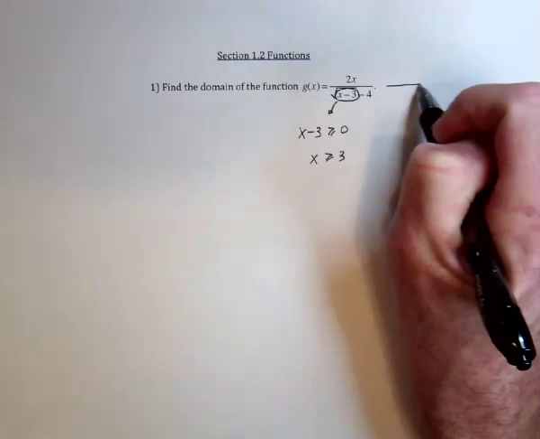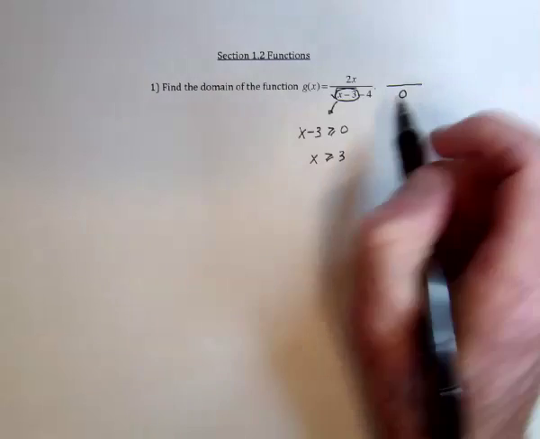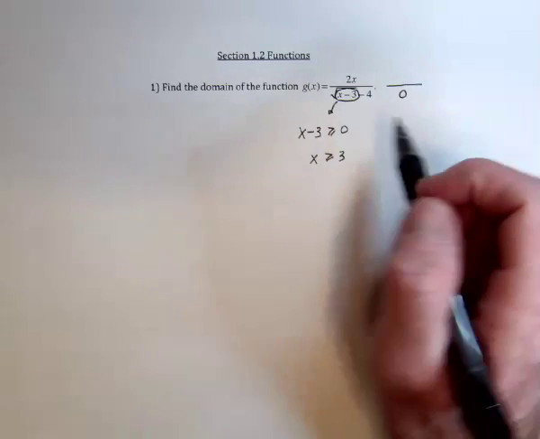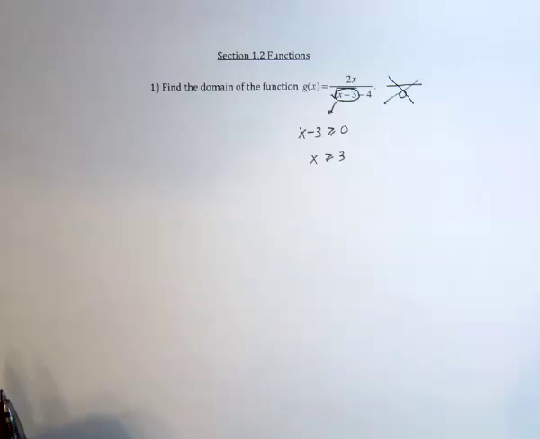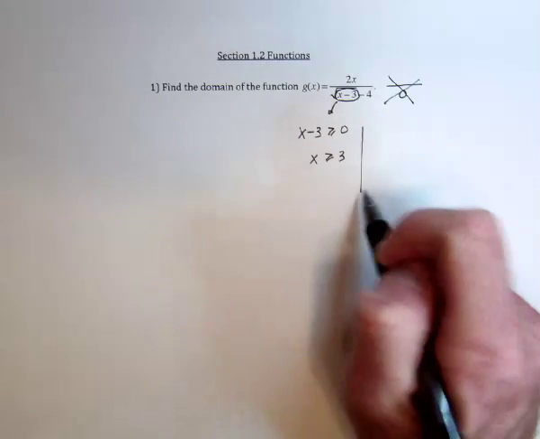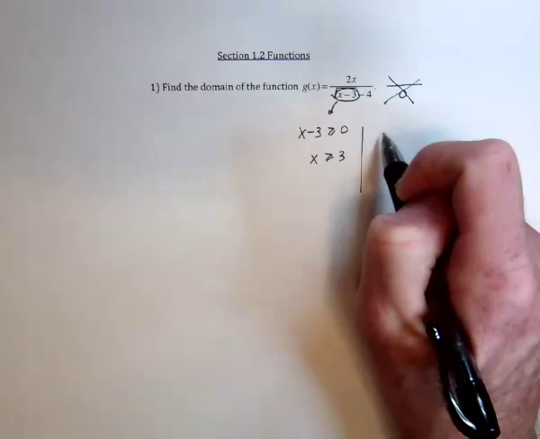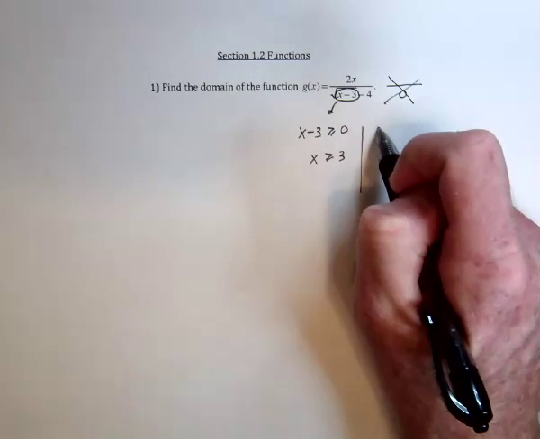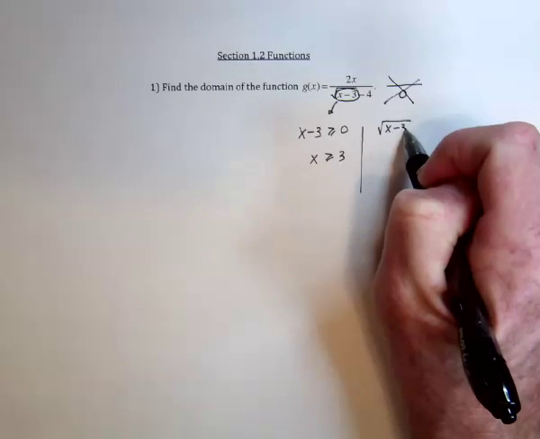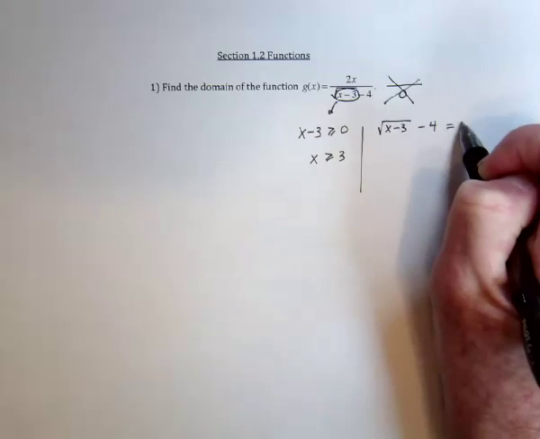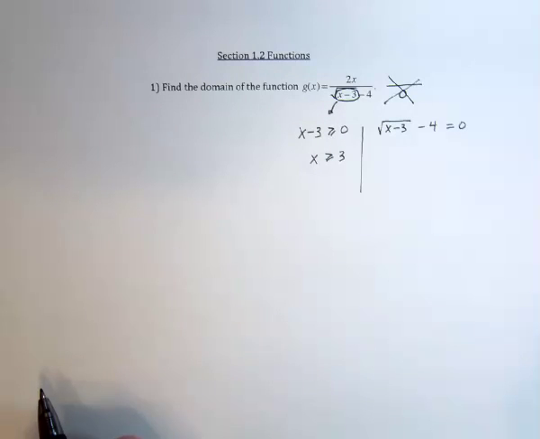So whatever the denominator is equal to, all of this stuff, having it equal to 0, it's a bad idea. It's undefined. And so what we do is say, well, what if the denominator were equal to 0? The square root of x minus 3 minus 4 is equal to 0. If there's any value of x that will make this true, then we need to throw that value of x out.